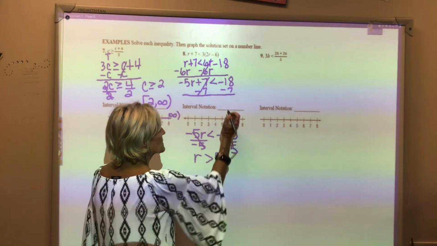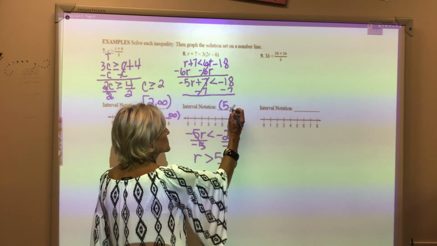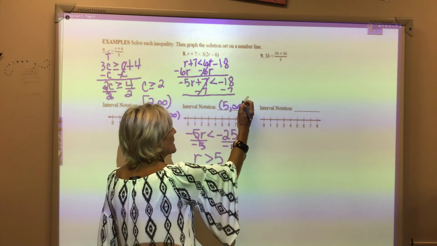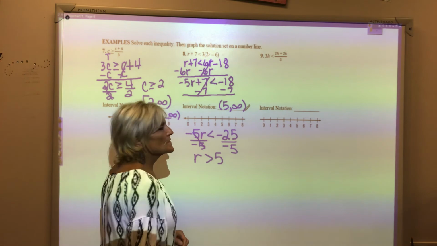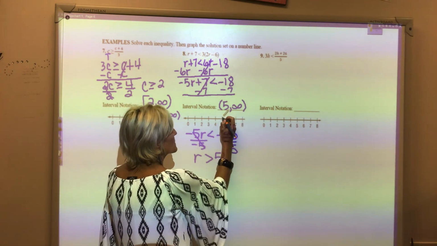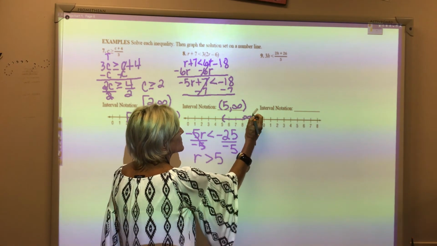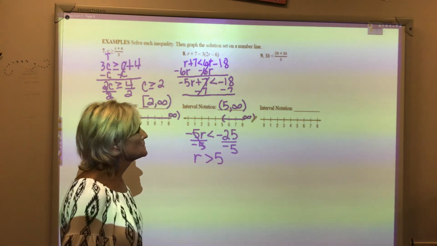So I start with an open parenthesis around 5. I'm going towards positive infinity. I enclose the infinity in parentheses. So go to 5, put a parenthesis, shade towards positive infinity, close in parentheses.